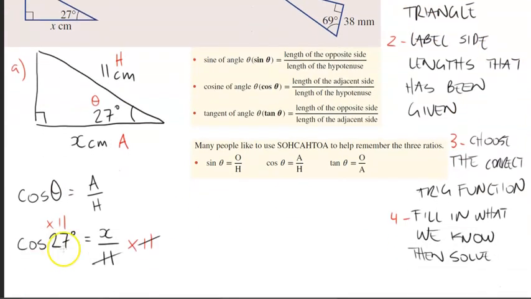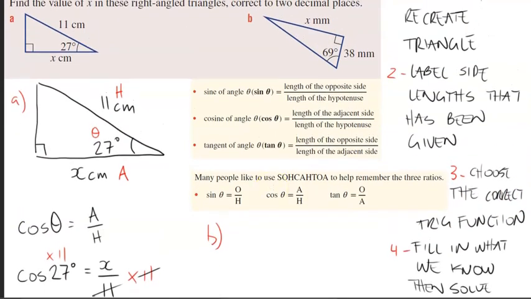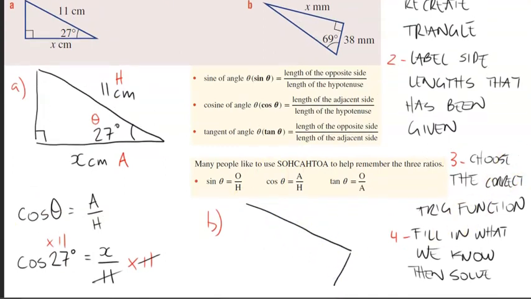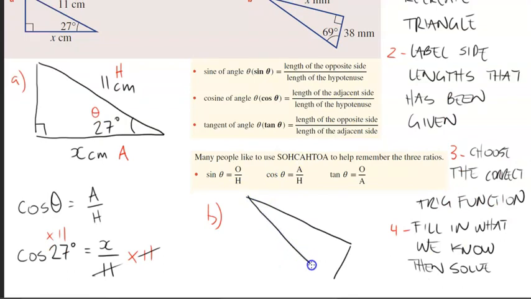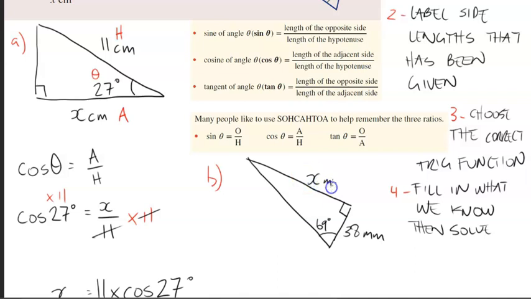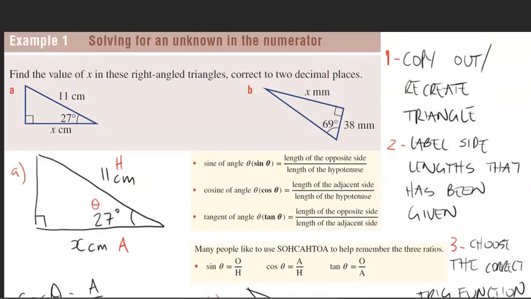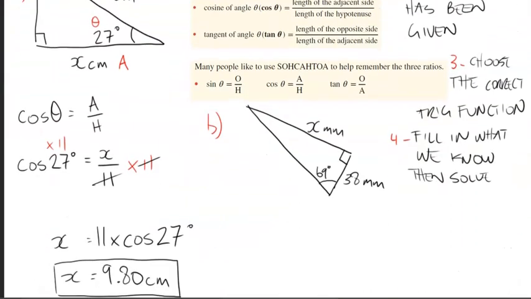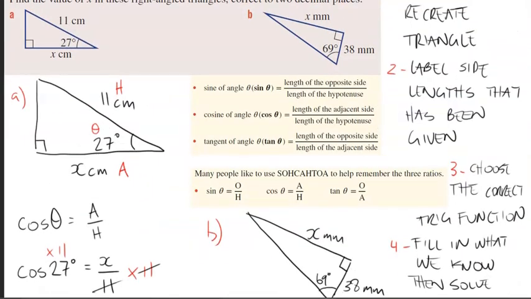So let's do this with the second question, B, and we're going to copy this one out here. The 90-degree angle is slightly modified a little bit. It's on a bit of an angle, not laying flat on the sides. The 90-degree angle is here, we know that this angle here is 69 degrees, this is 38 millimeters, and right here is our x millimeters, what we're solving for. Okay, first step, recreate or copy out the triangle. Check.